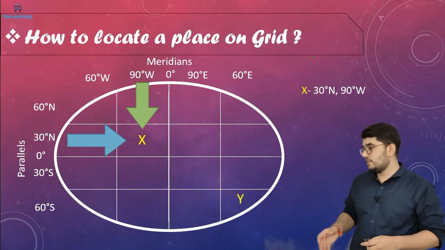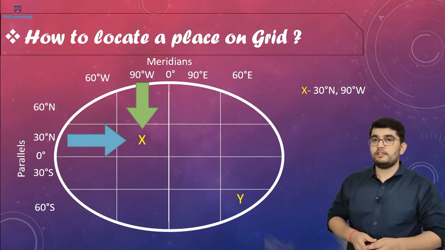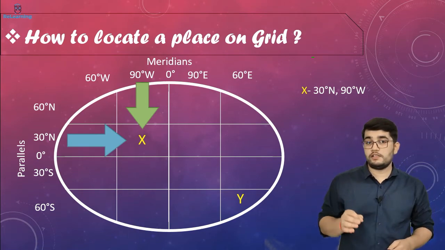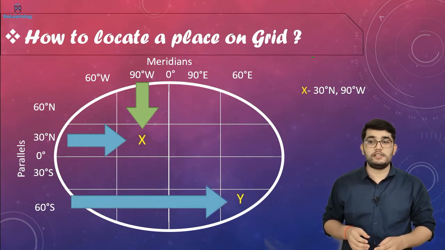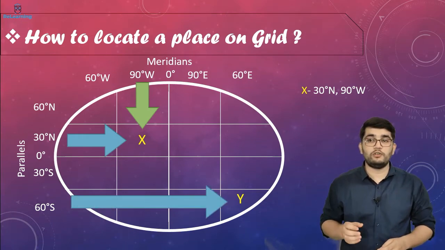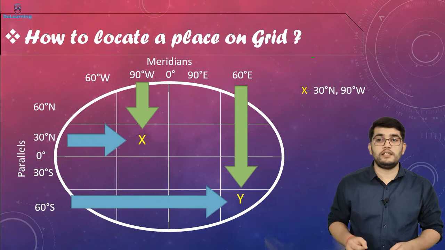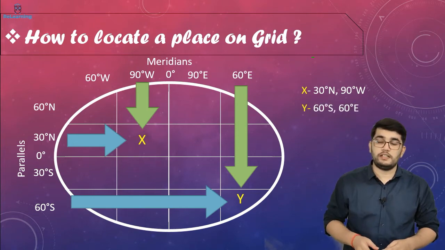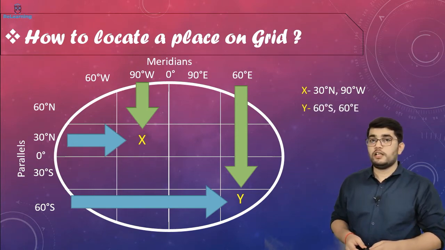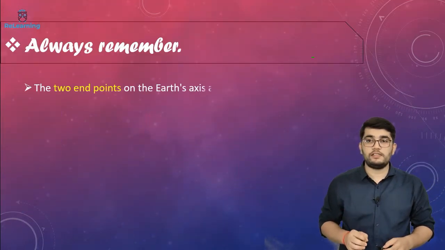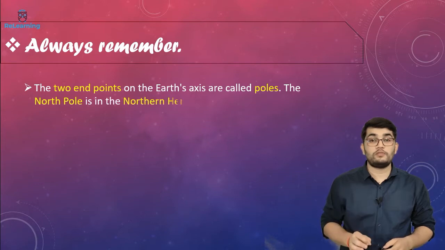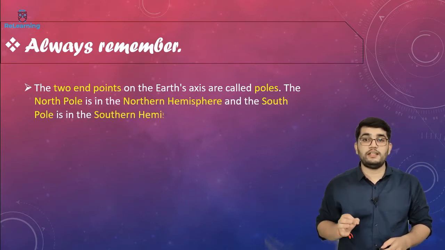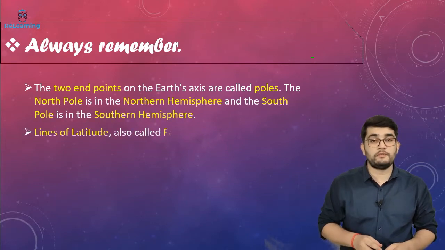Next example, we can see here the Y is given. Y comes under 60 degrees south and 60 degrees east. So we can say that the location of Y is 60 degrees south and 60 degrees east. Okay. Now always remember that the two endpoints of the earth's axis are called poles. The north pole is in the northern hemisphere and the south pole is in southern hemisphere.